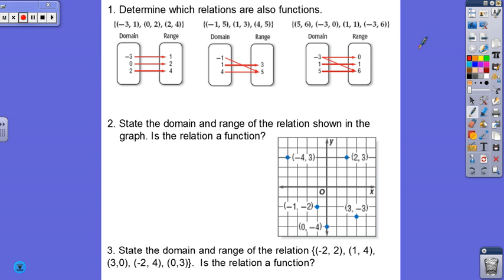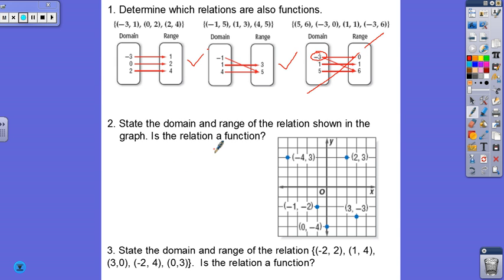So when we look through these to determine whether or not they are functions, we would look: is every x paired with a unique y? And that's true in all cases except for this one, because negative 3 is paired with both 0 and 6. So this one is not a function, while both of these are a function. This one is a relation, though, because it's just a set of ordered pairs.